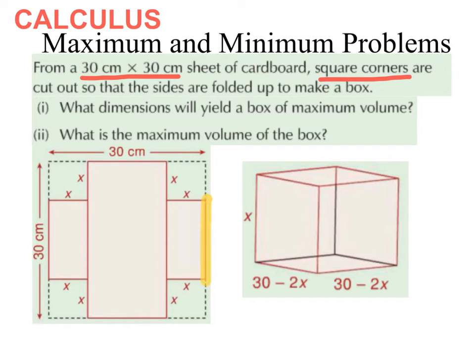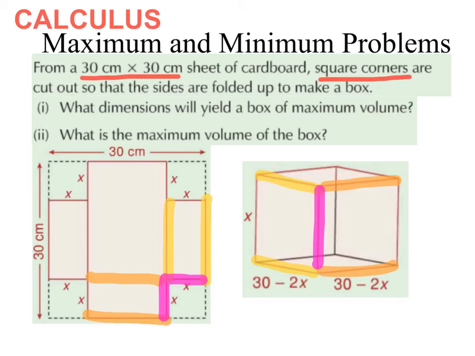So this section here represents the top of the box, and this section here represents the bottom of the box, which we found to be 30 minus 2X. This section here ends up to be the top of the box, and this section here ends up to be the bottom of the box, which represents 30 minus 2X. And then these two parts go together, giving us the X, so the height of X.